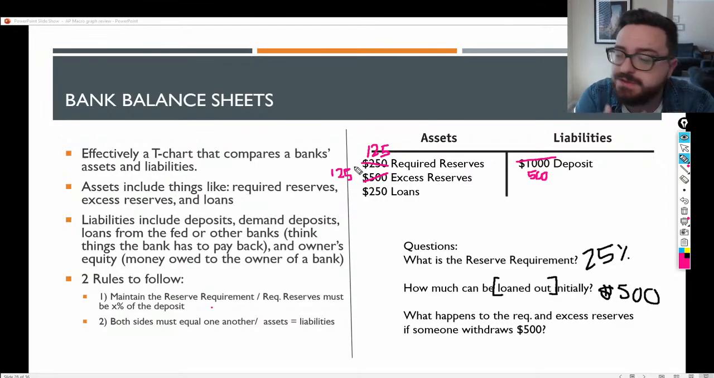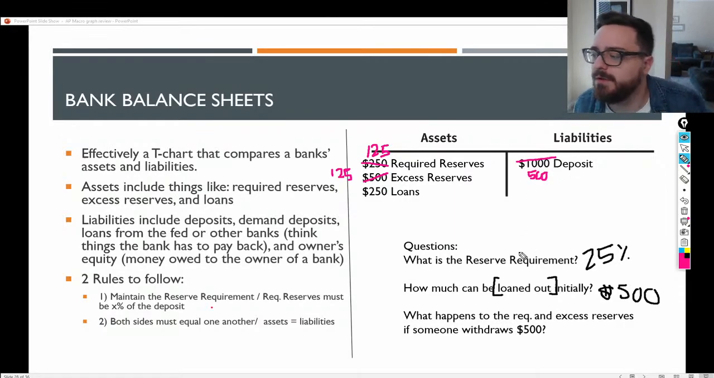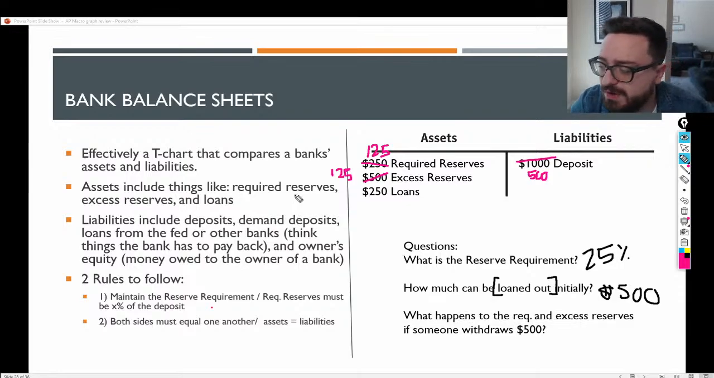Well, let's check our rules. My assets, my required reserves are 25% of my deposit. 125 is 25% of 500. Check. Both sides equal one another. 125, 125, 250. That's 500, 500. Good. So my required reserves would go to 125. My excess reserves would go to 125. My loans would stay at 250 because I can't really call that money back. It's just kind of gone now. Kind of been loaned out.